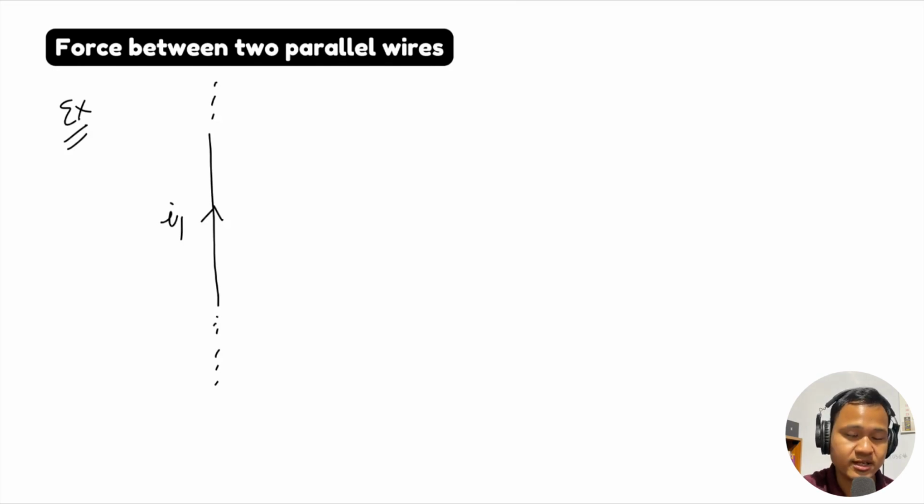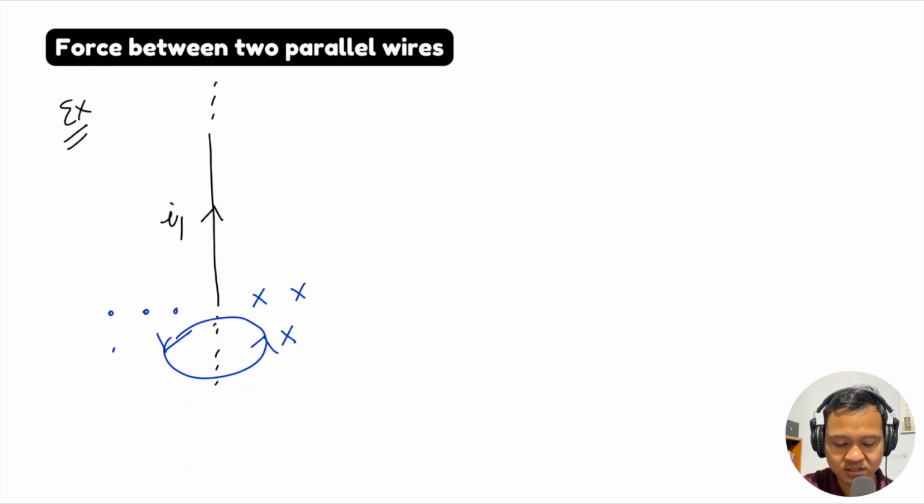Last lecture I said that you grab the wire, so your fingers will curl along the magnetic field. It is like this. So on the right side the magnetic field is inwards, and on the left the magnetic field is outward, coming out.